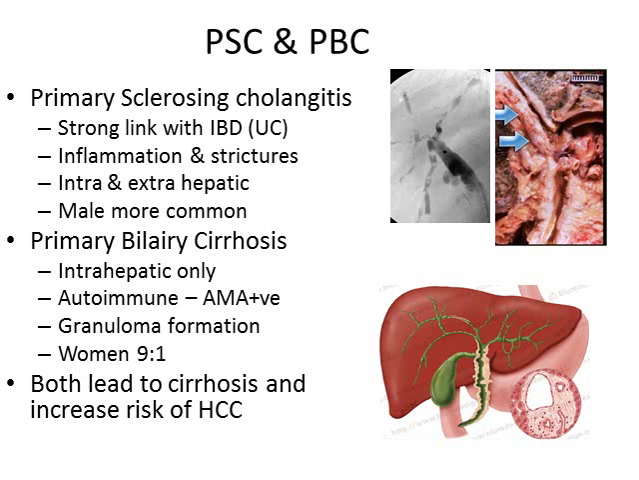Primary sclerosing cholangitis and primary biliary cirrhosis. These are the two conditions you need to be aware of. Primary sclerosing cholangitis is inflammation and strictures, both intra and extrahepatic. It has a strong link with ulcerative colitis, which I think one of you mentioned before. Primary biliary cirrhosis is intrahepatic only, and it's connected to AMA, that autoantibody, and is very high in women. Primary sclerosing cholangitis is very high in men.